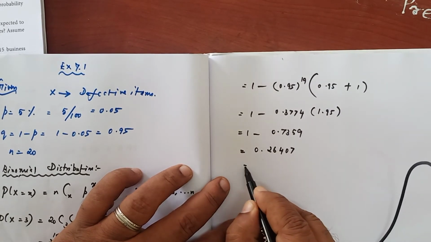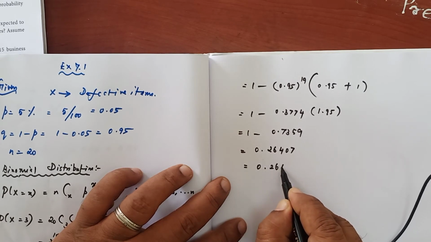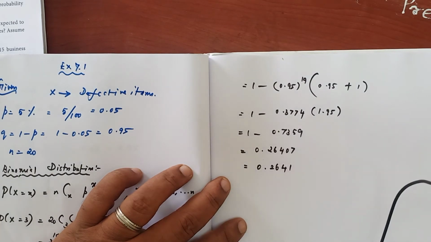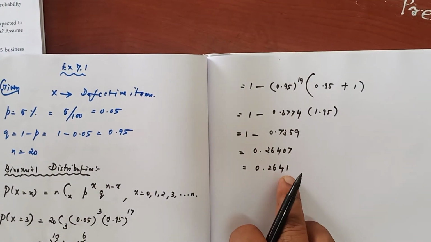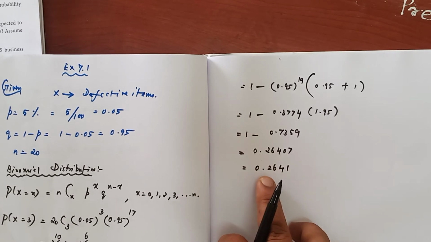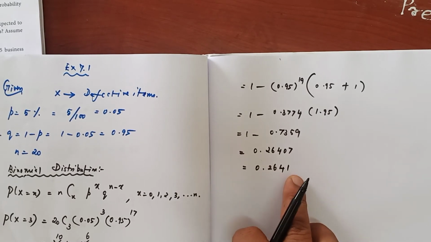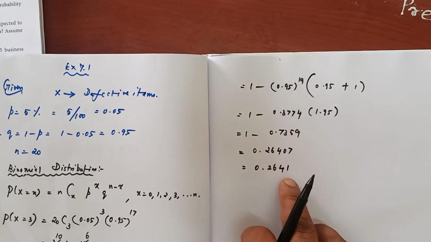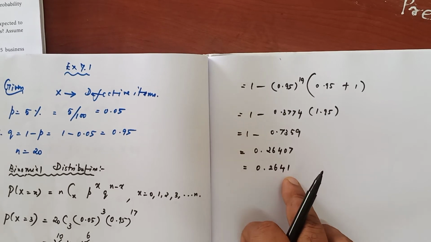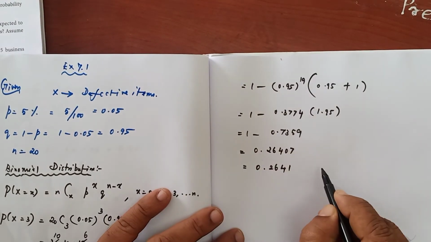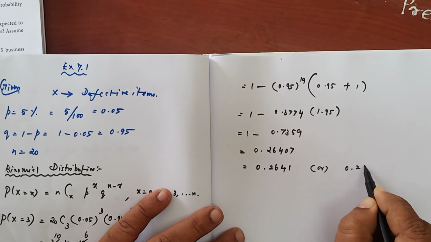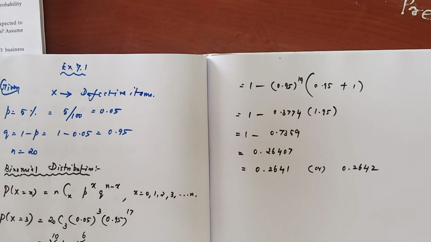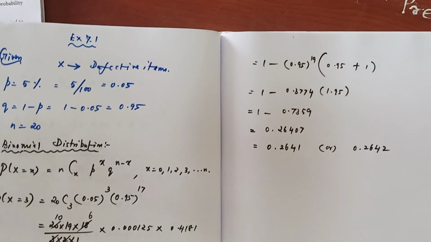0.26407. So that is equal to 0.264. Since it is more than 5, add 1 to the previous digit. So there will be a slight variation in that decimal part. Sometimes we'll be getting 0.2642. That is also correct because I have taken only 4 digits over here. There will be a slight change in the decimal part here. Okay, that is also correct only. I write over here 0.2642. This is the book answer. Both correct only.